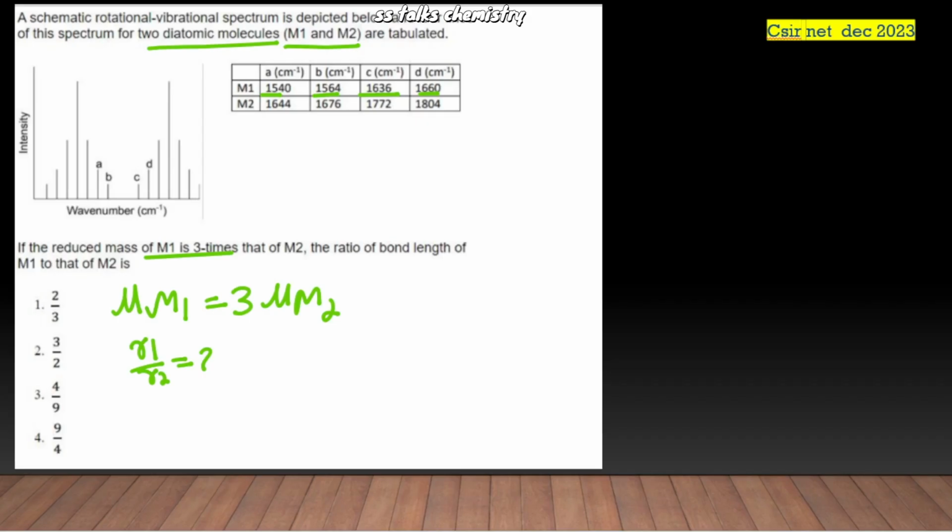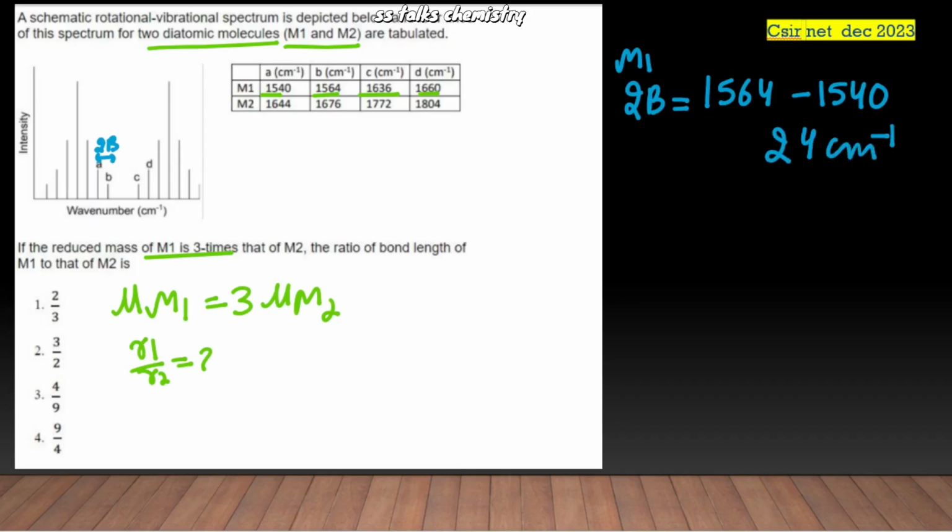Now, the gap between two of the lines that you have, this gap is going to be 2B, right? Similarly between C and D also the gap will be 2B only. So for the molecule M1, the 2B gap is 1564, which is the B value, minus 1540, which is the A value. This difference comes out to be 24 centimeter inverse.